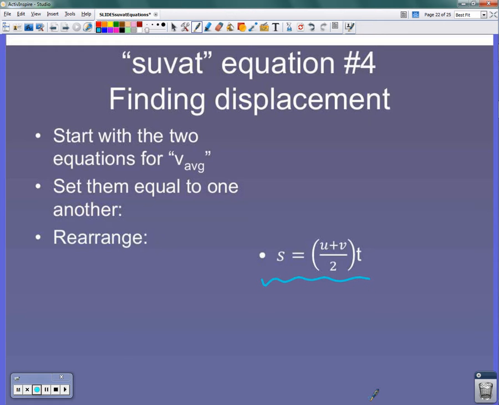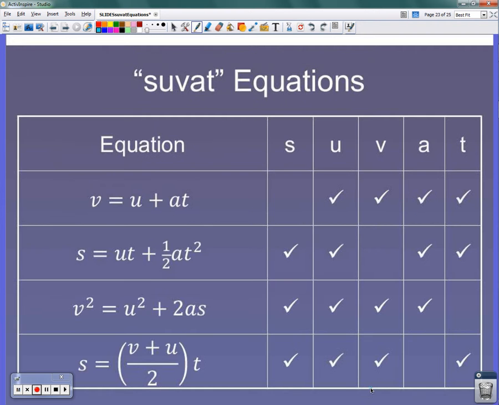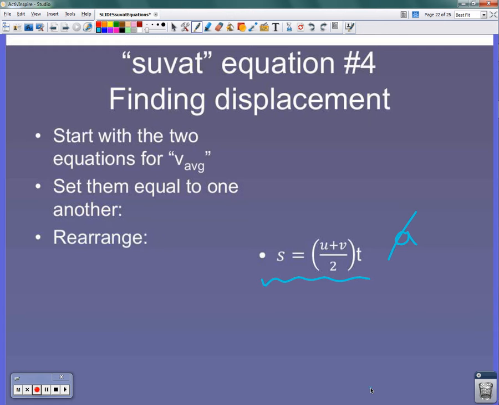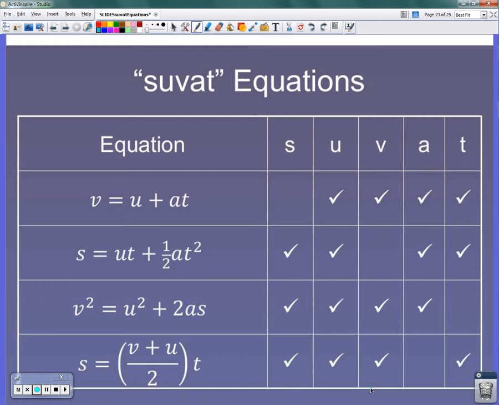Now, again, we see that if you look at the equation, there's something missing. A doesn't show up anywhere in this equation, right? This equation does not depend on the acceleration. So, to summarize, we end up with 4 expressions, 4 equations that relate displacement, initial velocity, final velocity, acceleration, and time, but each one of these expressions is missing one of those 5.